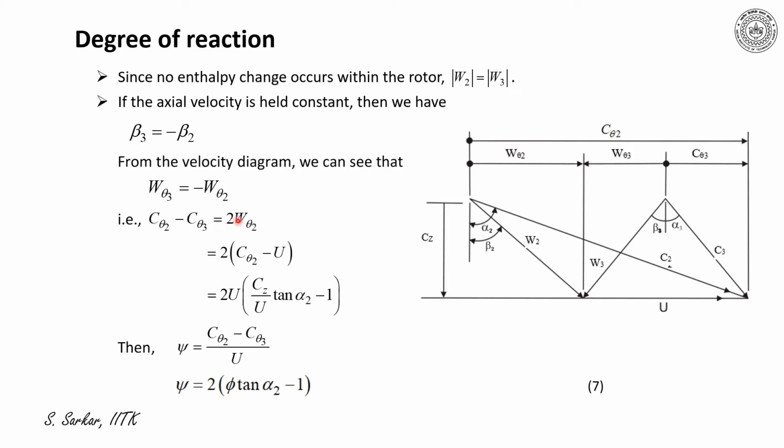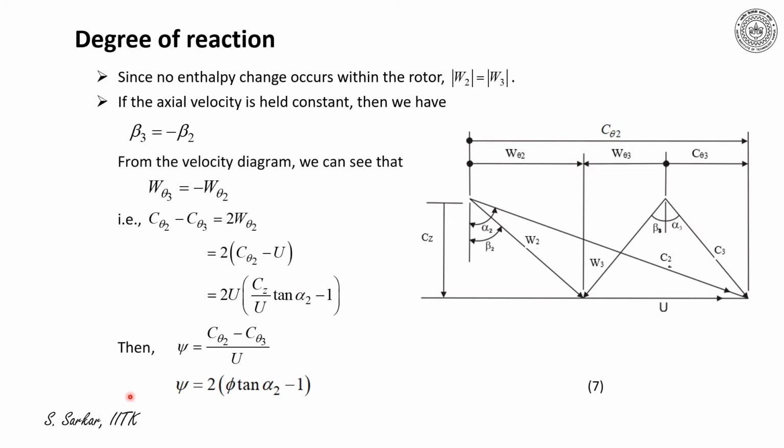w theta. Again, w theta can be expressed as c theta 2 minus u. Thus, I can write del c theta, that is equal to c theta 2 minus c theta 3, would be equal to twice within bracket c theta 2 minus u. Using the velocity triangle, I can write c theta 2 in terms of alpha 2. So it would be twice u within bracket Cz by u tan alpha 2 minus 1.